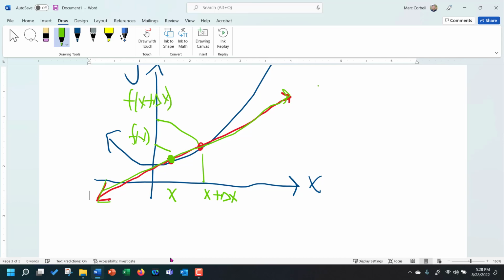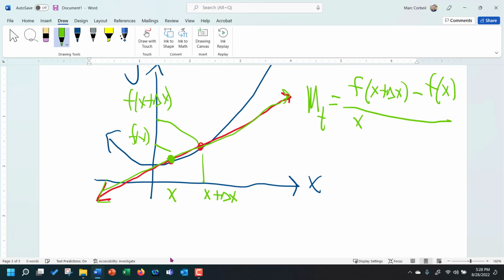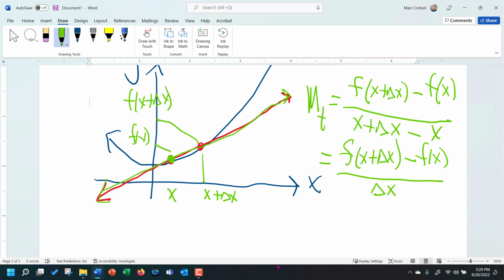So when I talk about the slope of my tangent line, I'm going to define it kind of like it's a secant line, so I'm going to do my y2 minus my y1 over my x2 minus my x1. And when I work that out, if I draw and write it carefully, what I actually get is f of x plus delta x minus f of x all over delta x. Well, that's not all that helpful, but here's the trick.